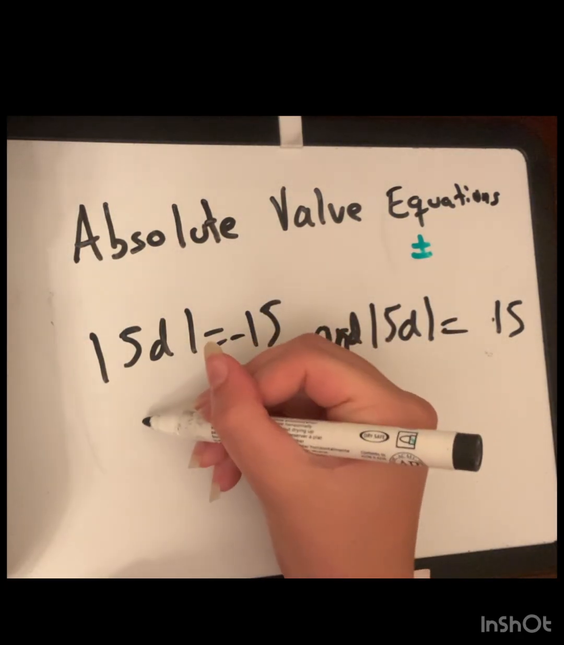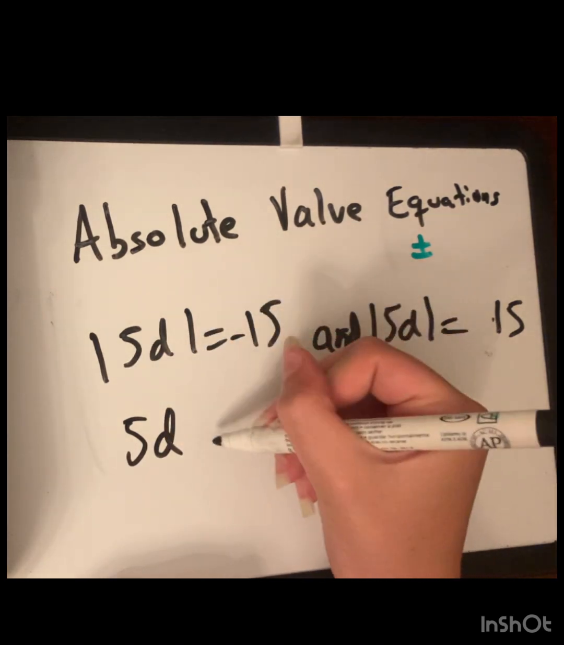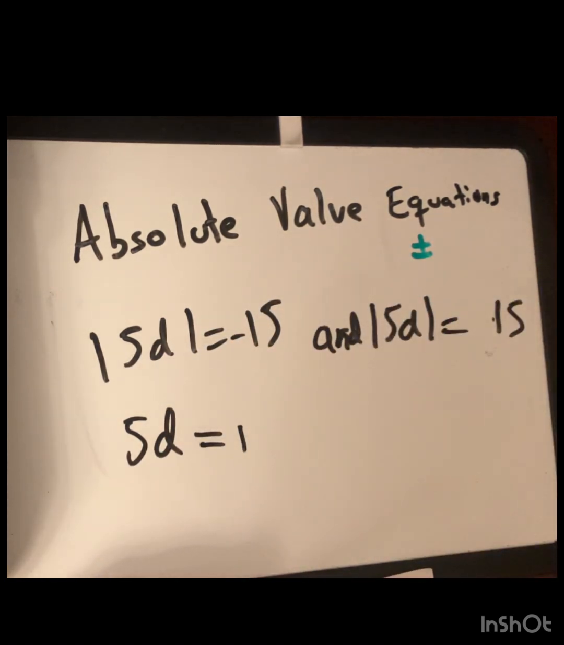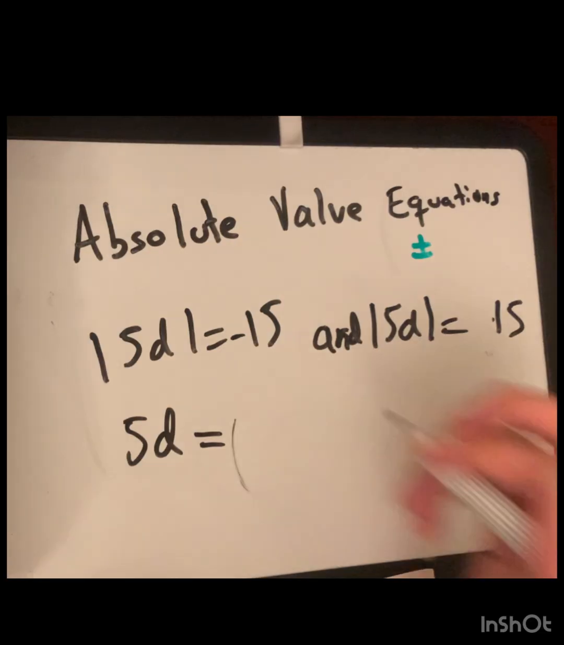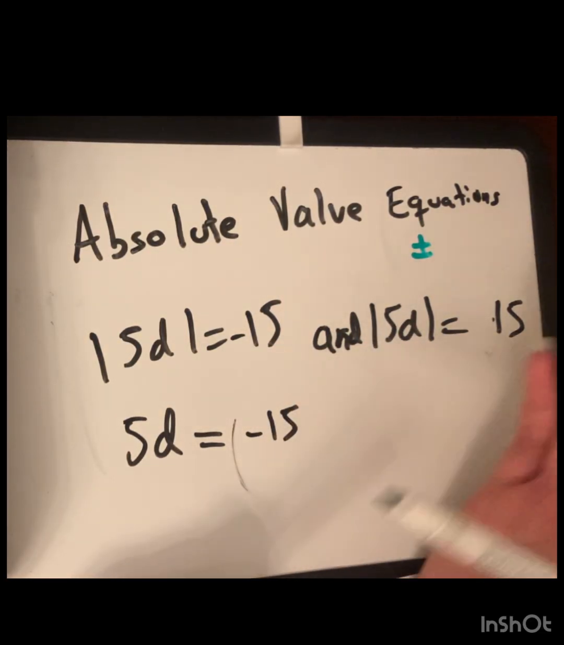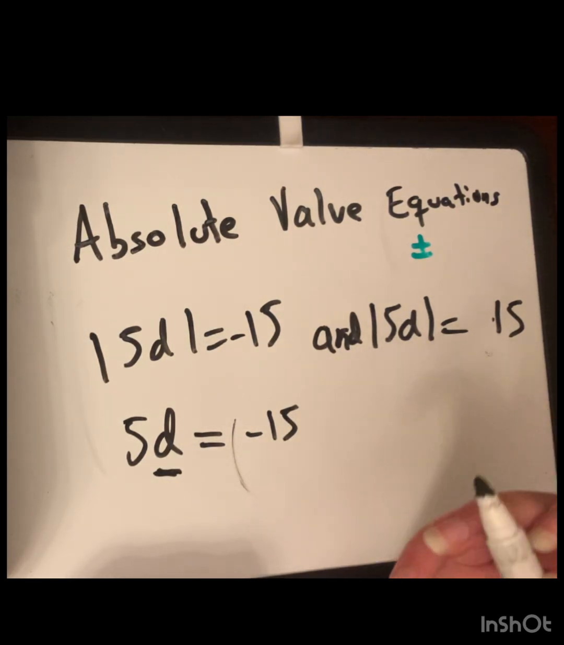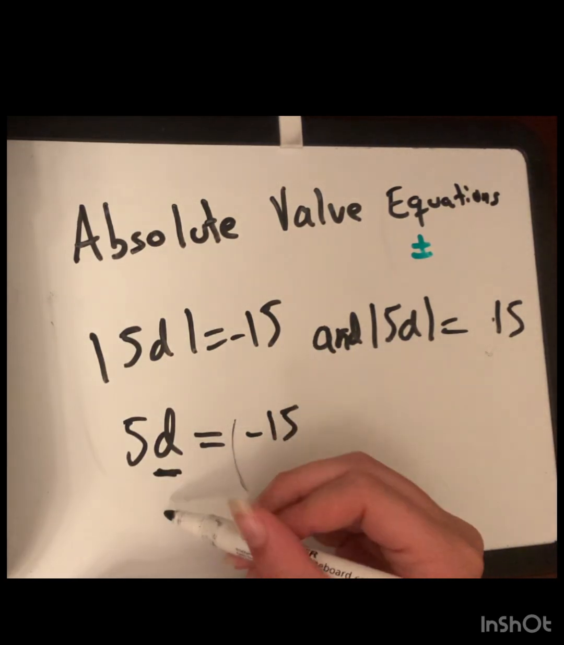Now, you take off the absolute value bars and you just put the numbers. So 5d equals -15. How do you solve it now? Well, now you have to isolate the variable. If you don't know how to do that, please watch my operations video.